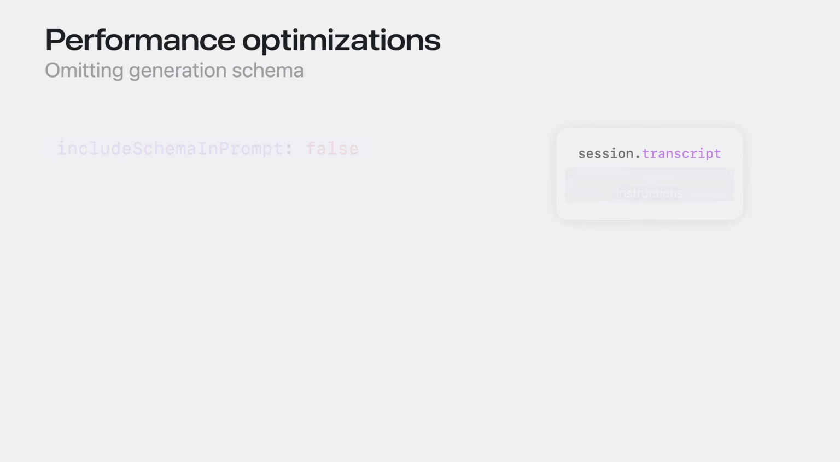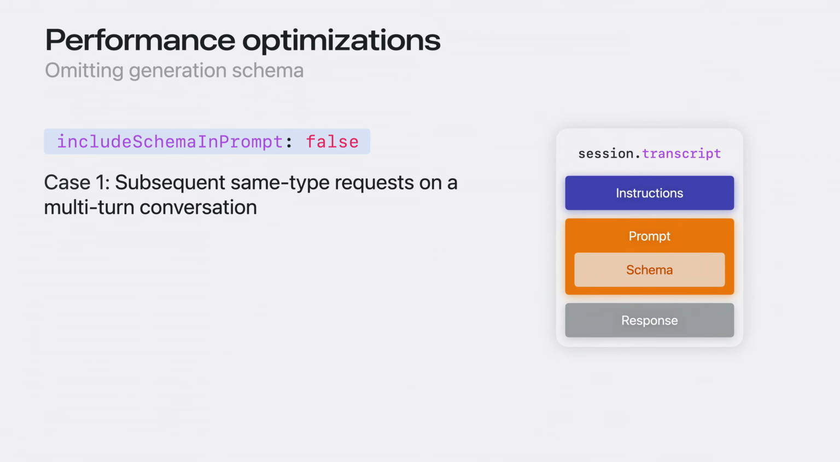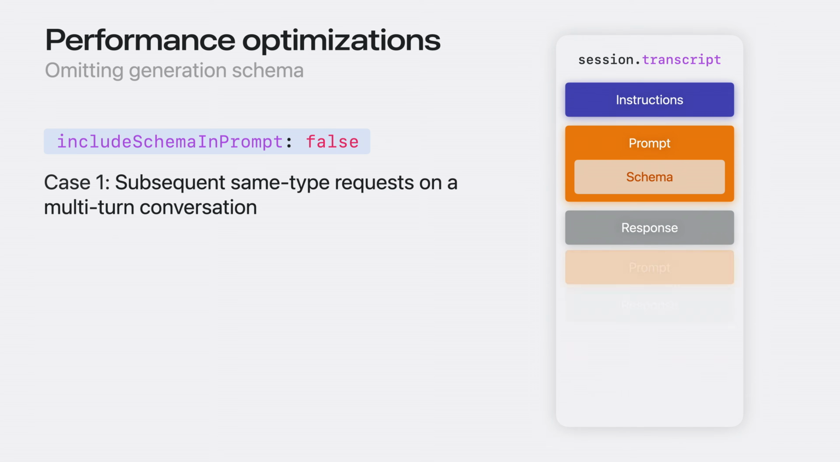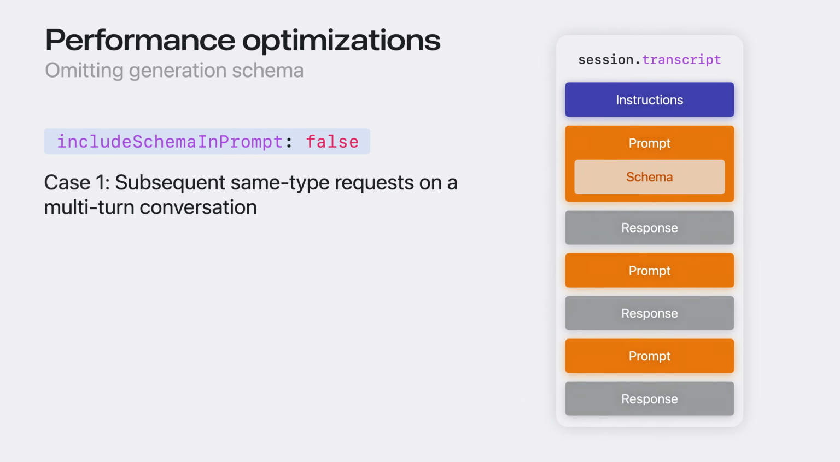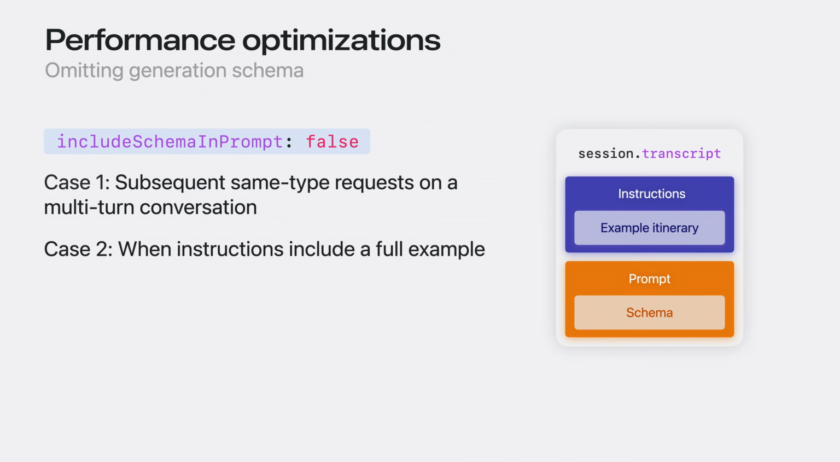The first case is if you're making subsequent, same-type requests on a multi-turn conversation. The first request on the session already gave context for guided generation by including the schema in the prompt. So we don't need to do so for subsequent requests on that session. The second case is if your instructions include a full example of the schema. Remember how we passed in an example itinerary in our instructions? In our case, this is sufficient because our itinerary structure has no optional properties.